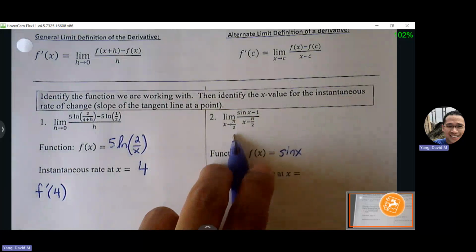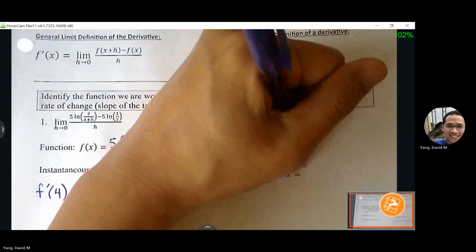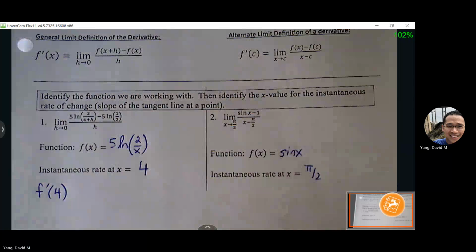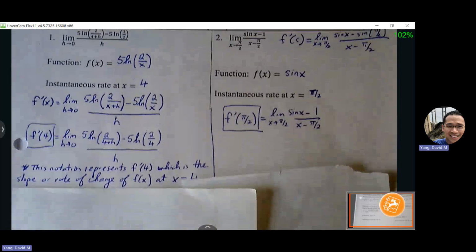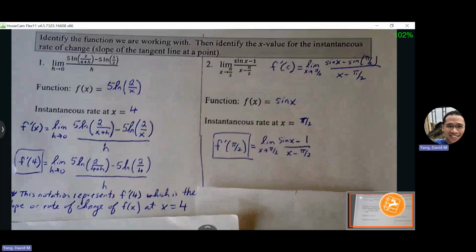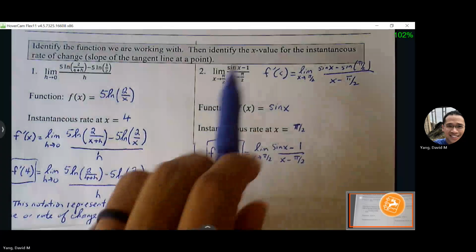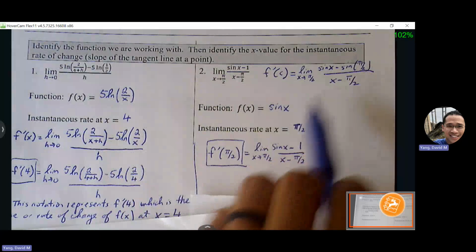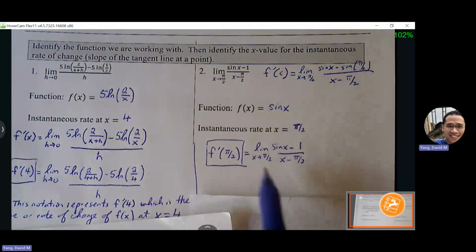Yeah, that's easy as well, right? X approaching pi over 2. So we know ultimately it's asking for f prime of pi over 2. If I were to go through the steps from the very beginning, that's what it would look like anyways, right?